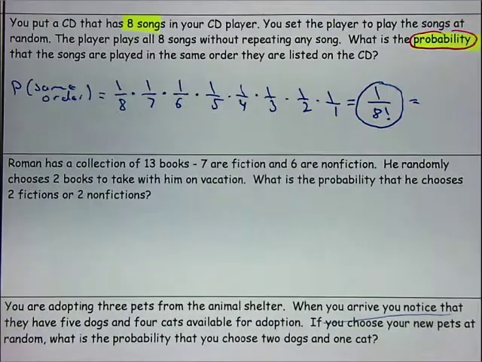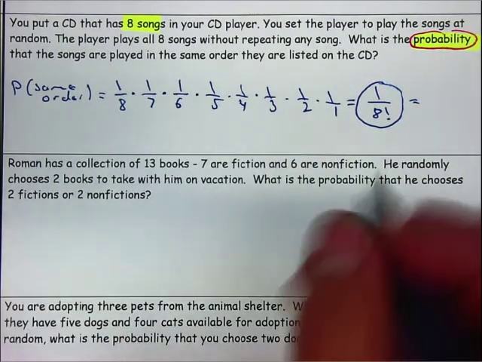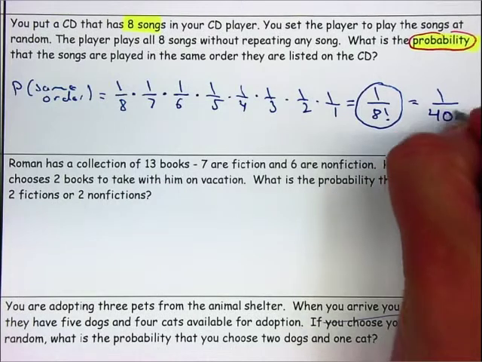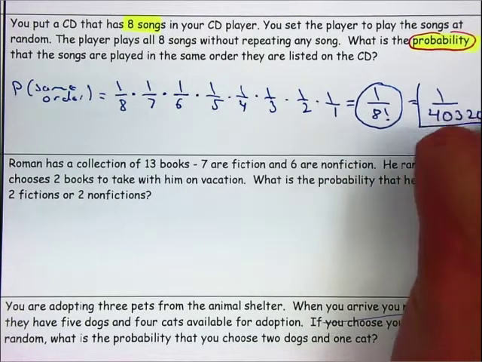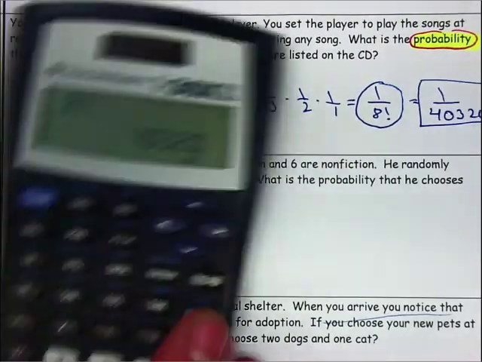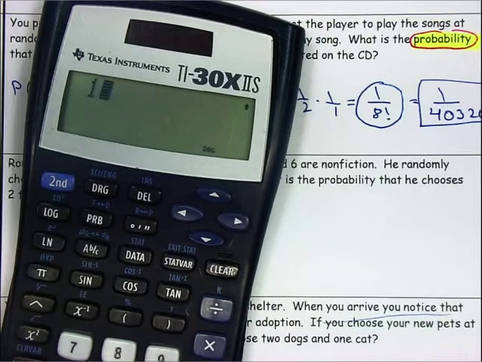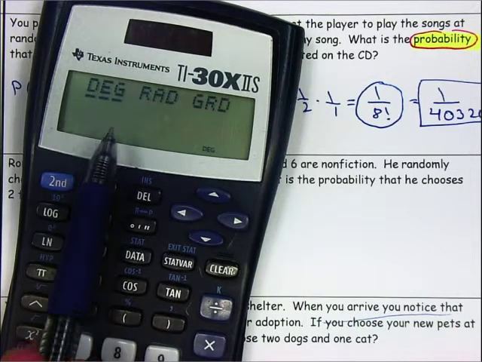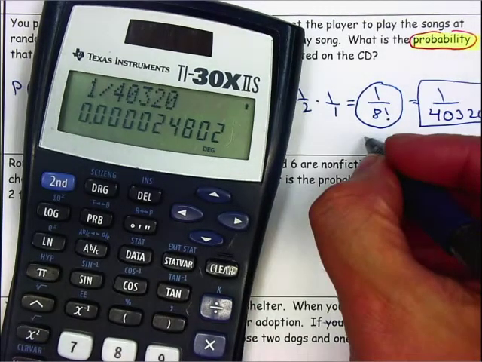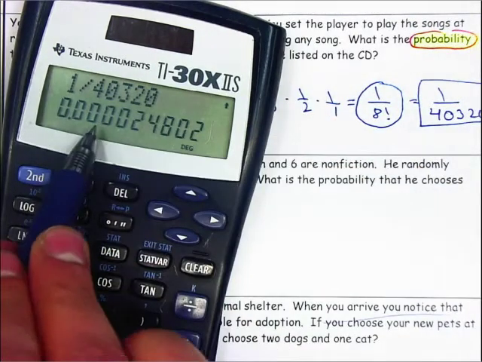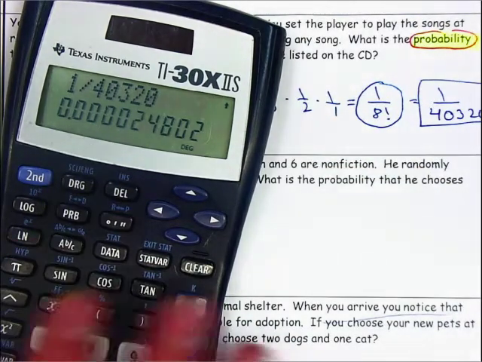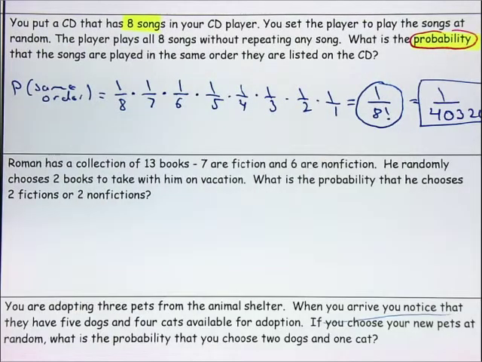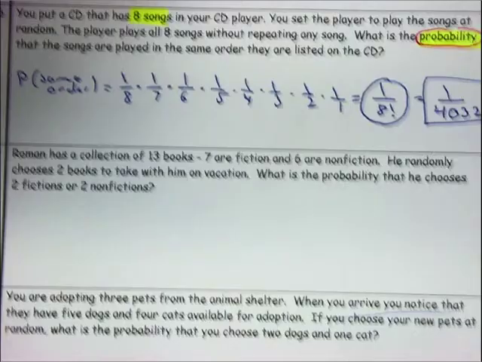8 factorial will be 40,320. So notice that that's a very, very small fraction. Or I can just do 1 divided by 40,320. And that gives me, if I move the decimal twice, 0.002%. So a very small percentage that they all will be played in the same order. Let's continue with the next.